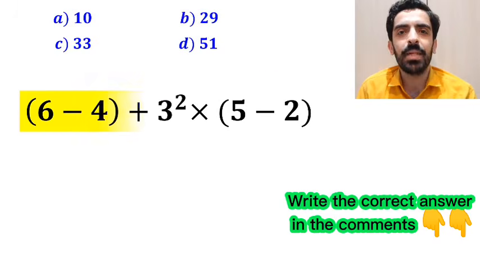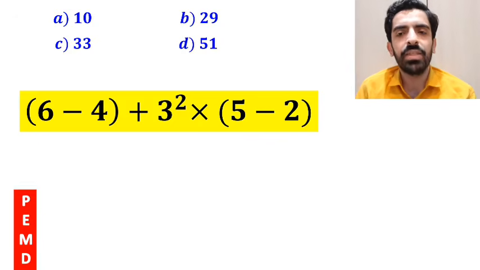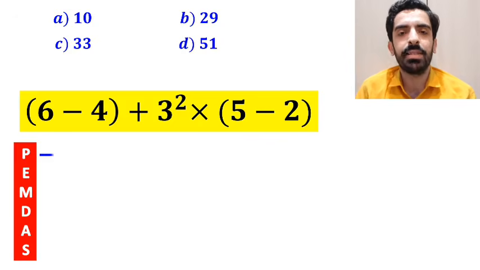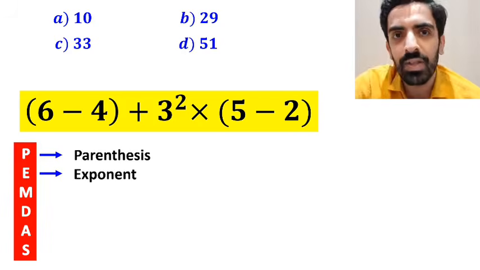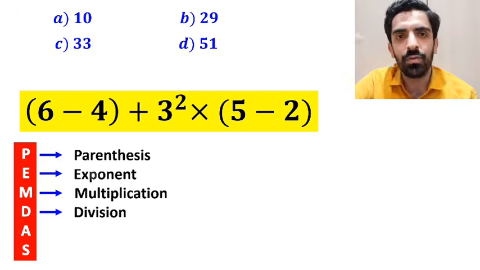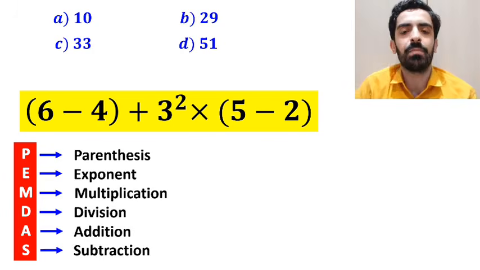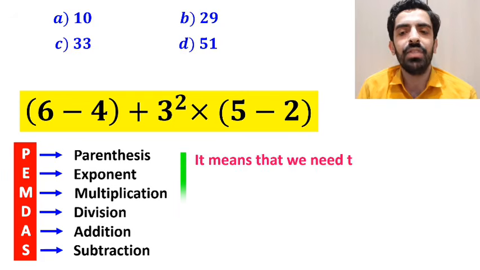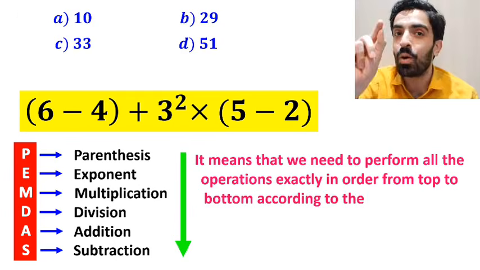Alright, now let me explain step by step how to solve this expression properly. To solve this question, we must follow the PEMDAS rule. In this rule, P stands for parentheses, E stands for exponent, M stands for multiplication, D stands for division, A stands for addition, and S stands for subtraction.